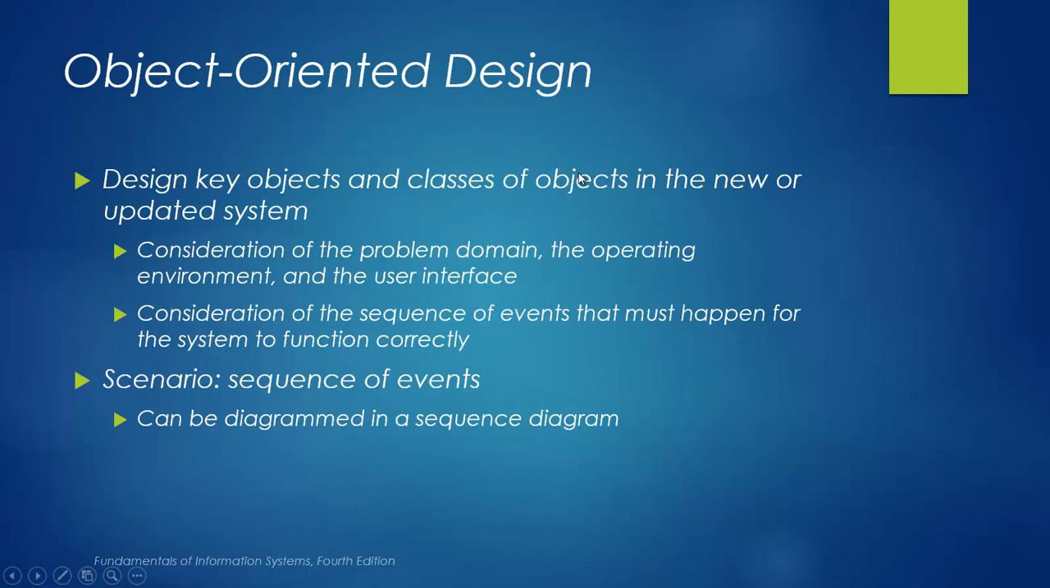In this stage, we can use the object-oriented approach to design key objects and classes of objects in the new or updated system, taking into consideration the problem domain, the operating environment, and user interface. We also need to consider the sequence of events that must happen for the system to function correctly. Different scenarios for sequence of events can be diagrammed in a sequence diagram.